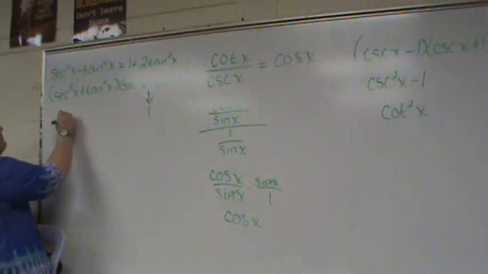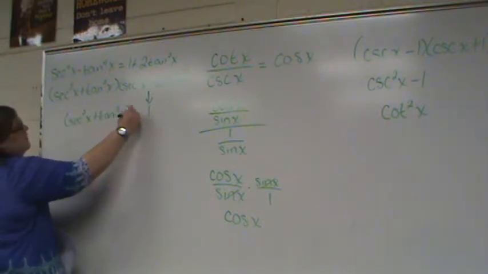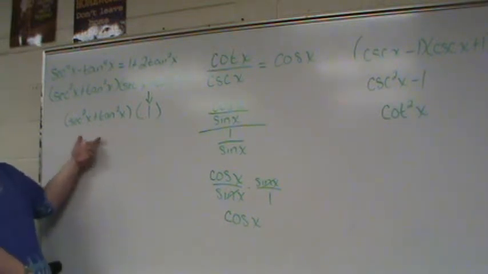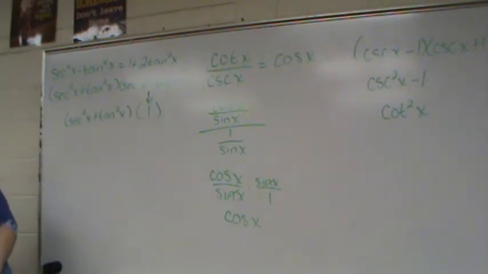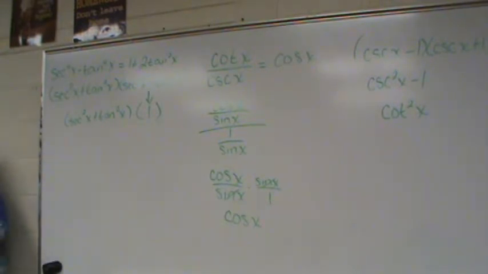So now we have secant squared x plus tangent squared x times 1. So now we're just left with this secant squared x plus tangent squared x. Always keep in mind where we're going with this. We want to prove that that equals 1 plus 2 tangent squared x. We already have 1 tangent squared x, so we might want to leave that alone. We have to get another tangent squared x and we have to get a 1.